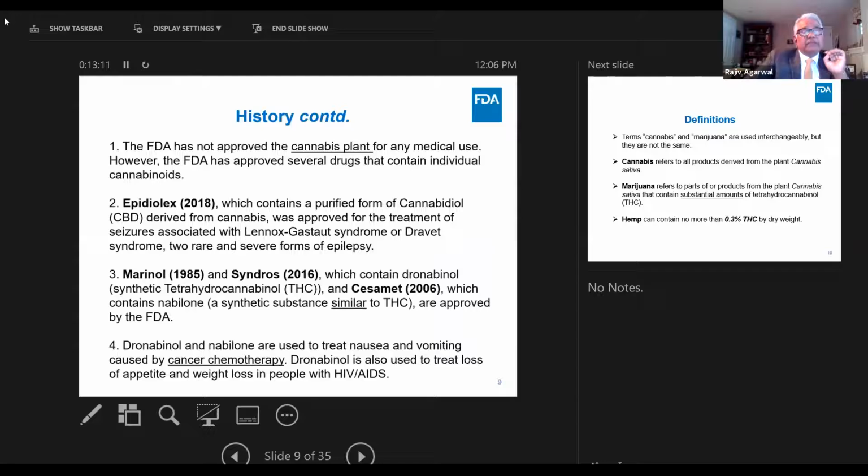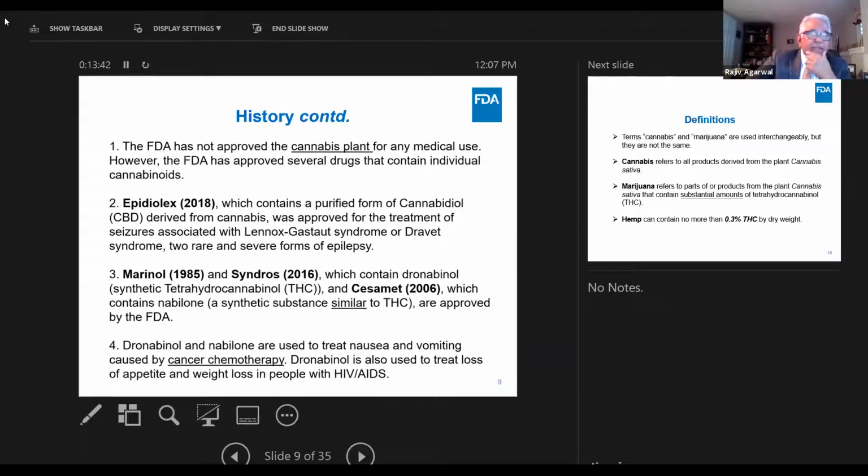So far, FDA has not approved any drug that is the extract of a cannabis plant for any medical use. However, the FDA has approved several drugs, as you may know, that contain individual cannabinoids. In 2018, FDA approved Epidiolex, which is a highly purified cannabidiol from the cannabis sativa, which was marijuana, but the marijuana itself has not been approved.